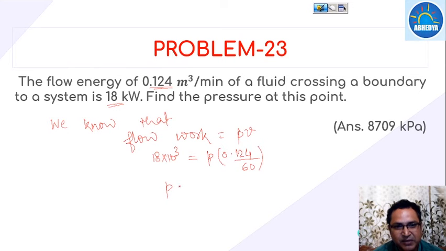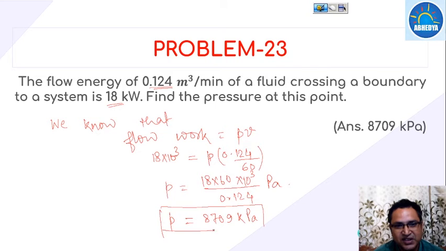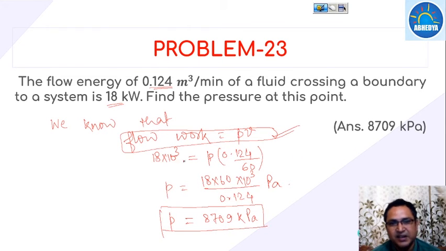So the pressure will be equal to 18 into 60 into 10 raised to the power 3 divided by 0.124, this much pascal, and once you calculate this, you will get 8709 kilopascal. So this was a very easy question, and the only thing is that you remember that the flow work is nothing but P into V, which we have already discussed.